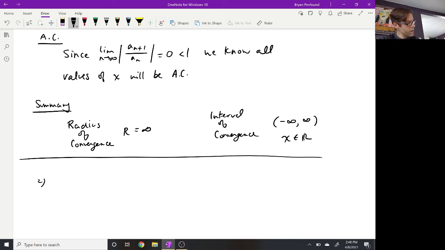Okay, so let's finish off today with one final example. And that power series looks like this. So we're going to go 0 to infinity. We have negative 3 to the n x to the n over root n plus 1.